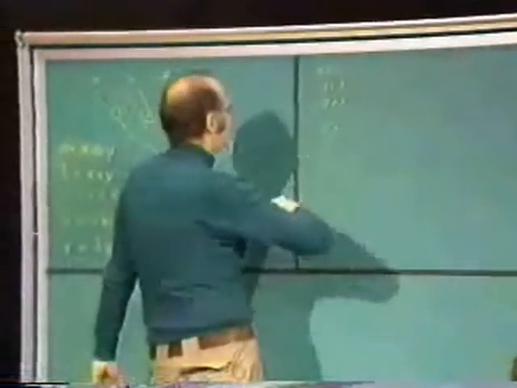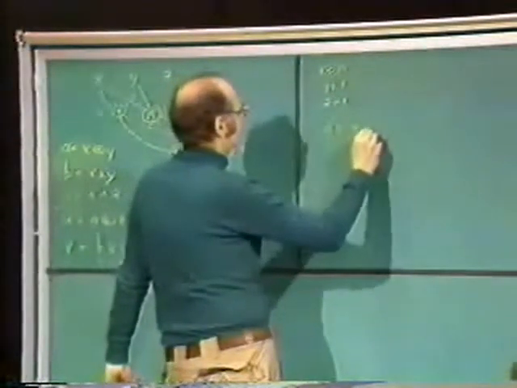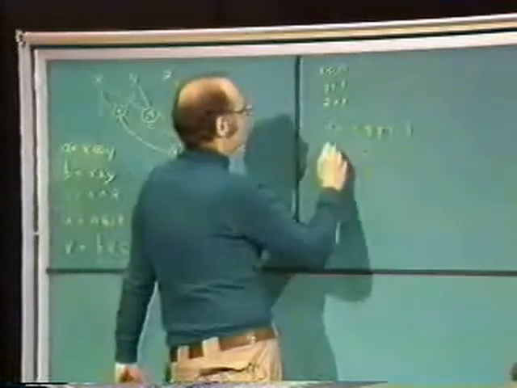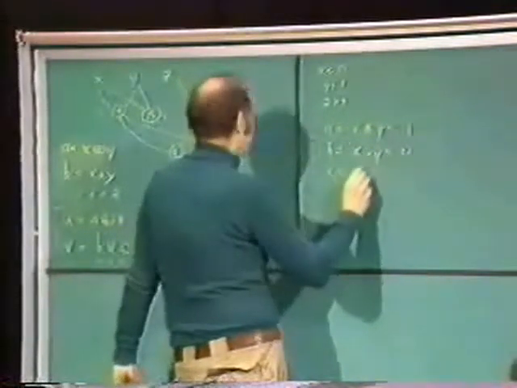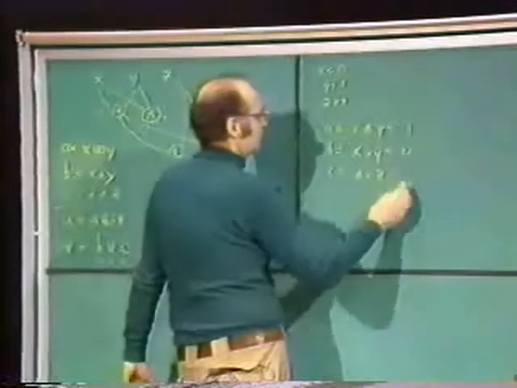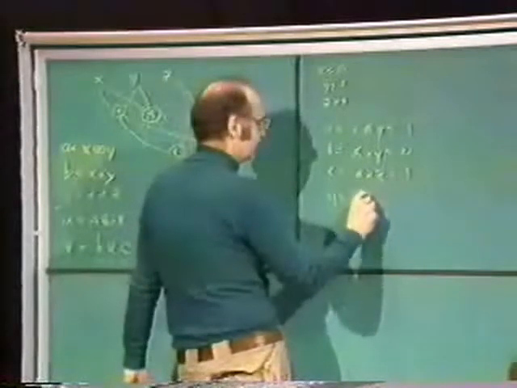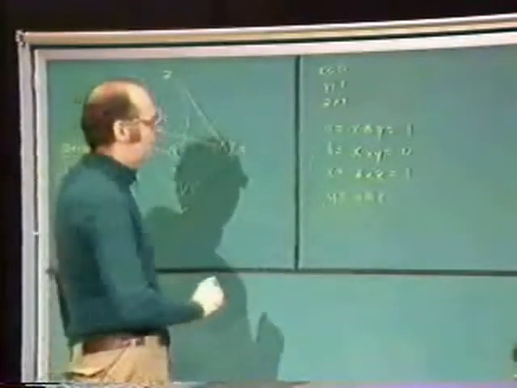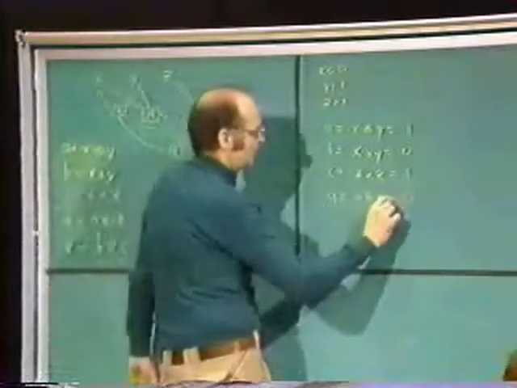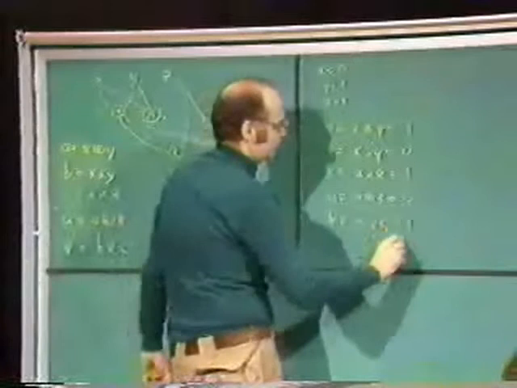That means then that A equals x exclusive OR y is equal to 1, B is x and y is 0, C is A and Z is 1. U is equal to A plus V, which is 0. V is finally B or C, which is 1.